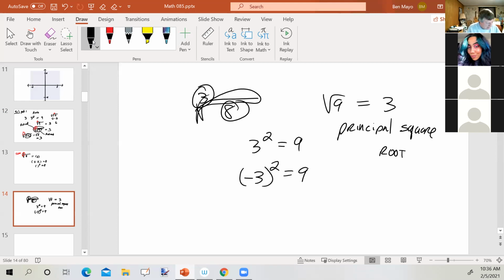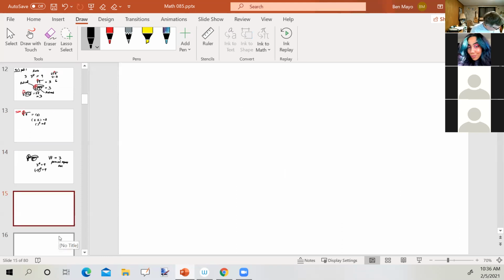Okay. Now let's take a look at some examples. Let's say we have the square root of 100. So basically we're saying what positive number squared gives us 100? Well, that would be 10. So the square root of 100 is 10.